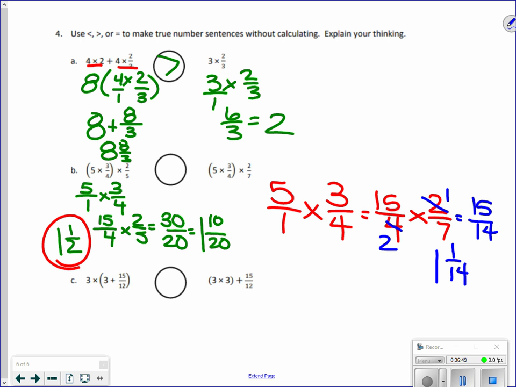Which one do you think is bigger? Yeah, 1 and 1/2. The bigger the denominator, the smaller the piece. And I've only got 1 as my numerator. That's a tiny piece. Half is, you know, half of the thing.